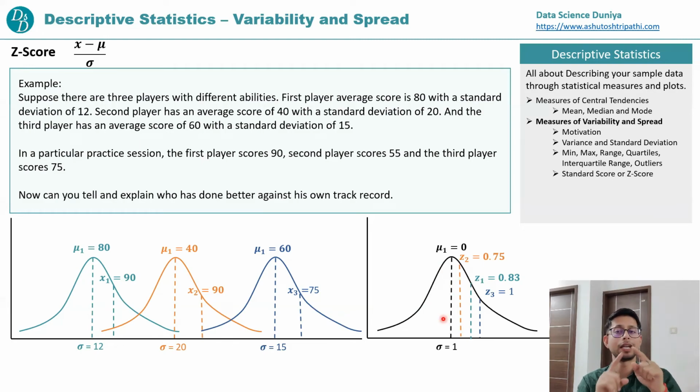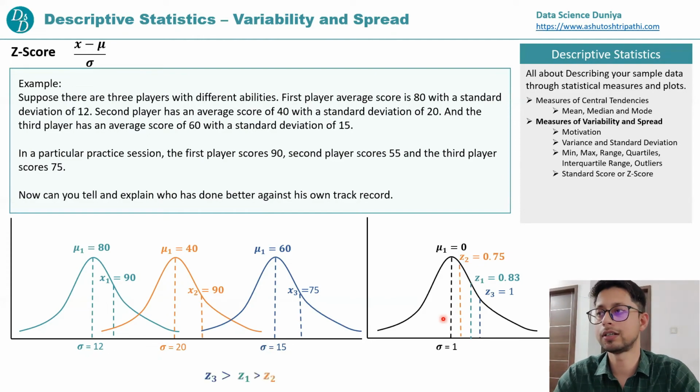But if we want to select based on overall performance in his historical data, then the one whose Z score is near sigma equal to 1 or the mean point will be more reliable. On the reliability point, whoever is closer to the mean point, we will select that one. So that's the answer to this question: Z3 has performed better in this particular practice session.